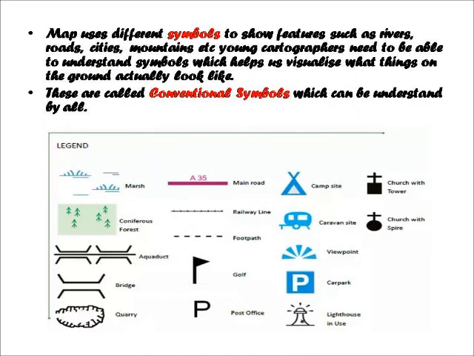Maps use different symbols to show features such as rivers, roads, cities, mountains, etc. Young geographers need to be able to understand symbols, which help us visualize what things on the ground actually look like. These are called conventional symbols, which can be understood by all. Here I have given an image for quick representation.